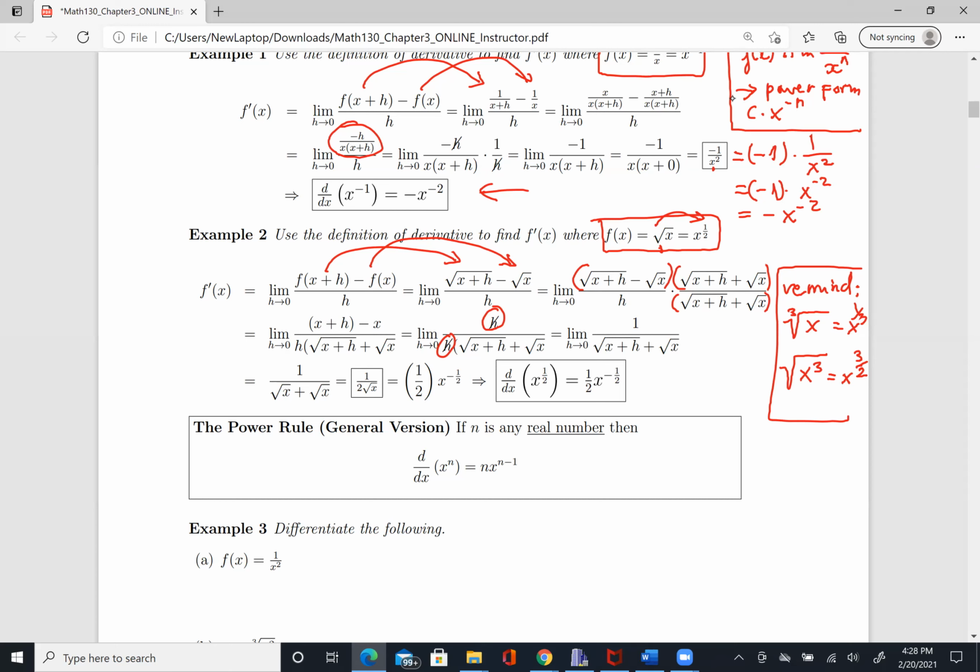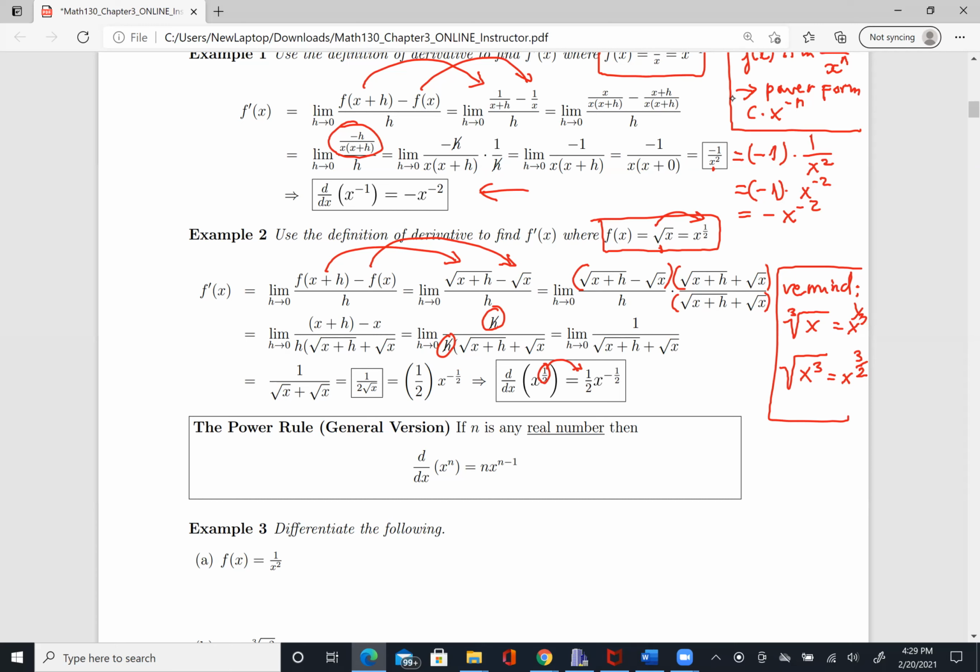And if I want to write it as the power form, you can see it's going to be 1/2 times x power negative 1/2. And now you're going to see that the derivative of x power 1/2 will be equal to 1/2 times x power 1/2 minus 1, which becomes negative 1/2. So that still follows the power rule. See that? Still follows the power rule.